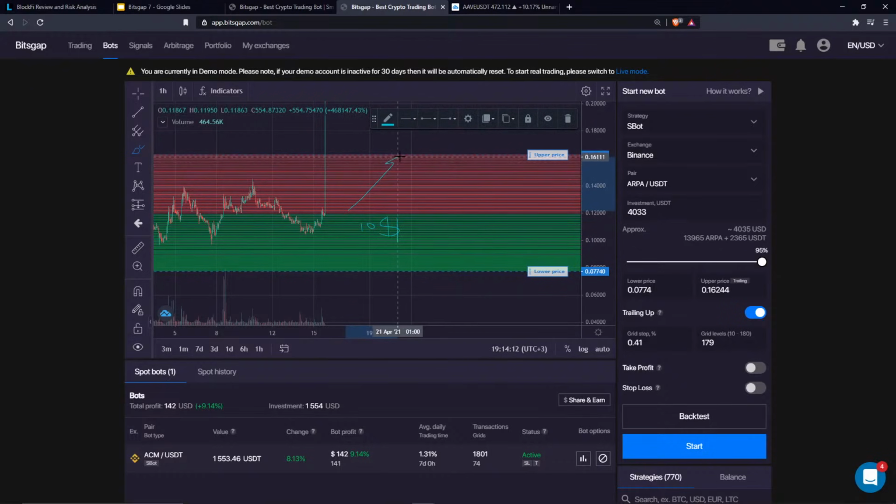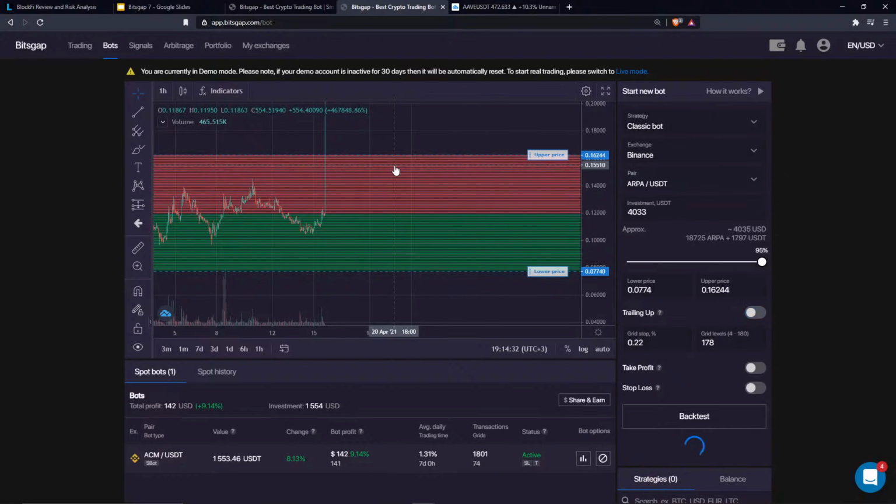And when the price rises, it also sells your coins worth $10. So if 2 coins are worth $10, then it's going to sell 2 coins. If now 1.5 coins are worth $10, then it's going to sell 1.5 coins. So that's the case for the SBot.